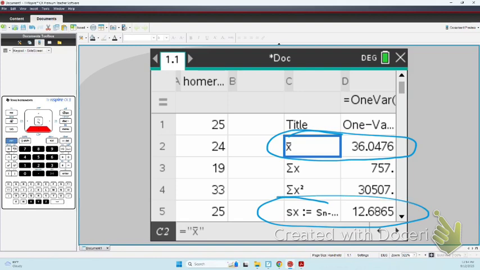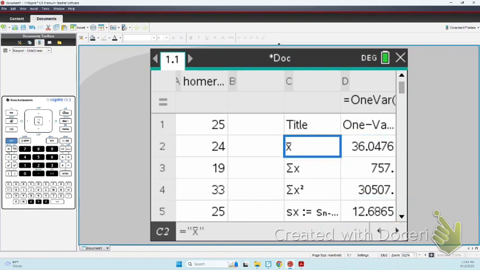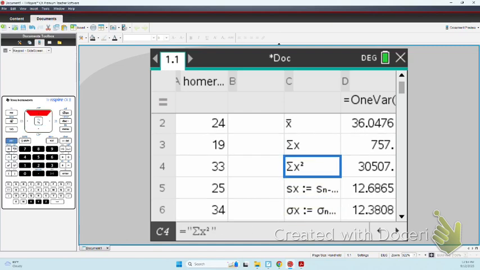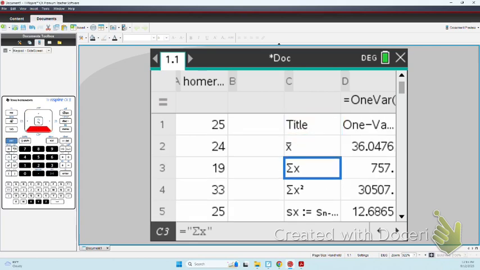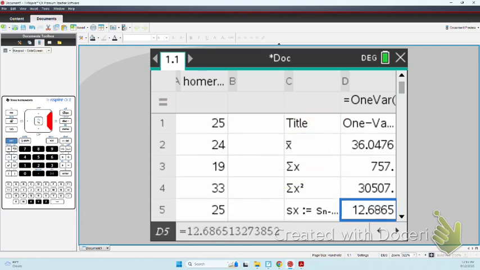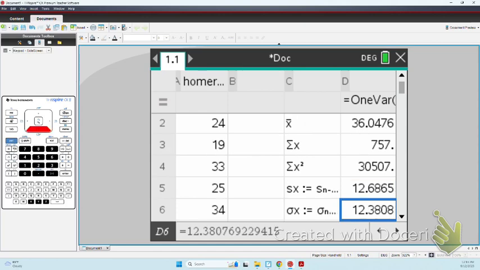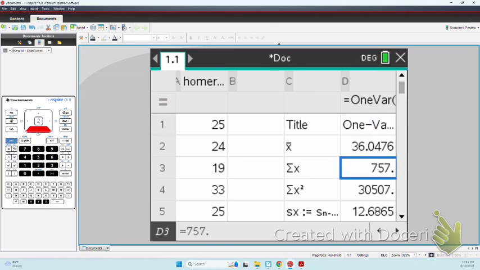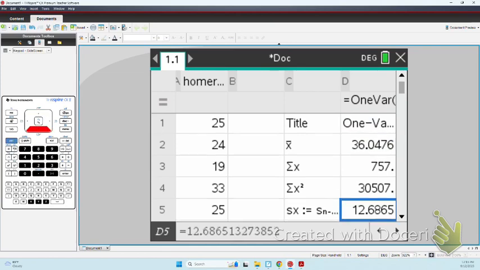Be really careful. If you scroll down one more spot, there's another standard deviation. We don't want that one. So in AP Stats, we are using S. We are using 12.6865 for this data set. Notice down here it's a touch, just barely different, and that's usually the case. So there's our mean, there's our standard deviation.